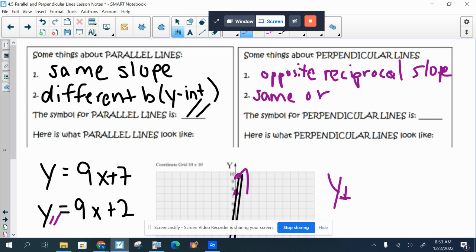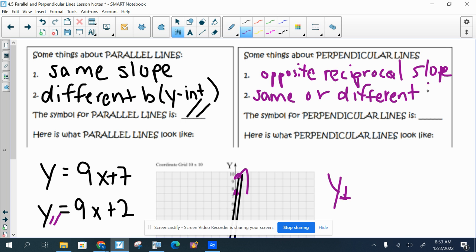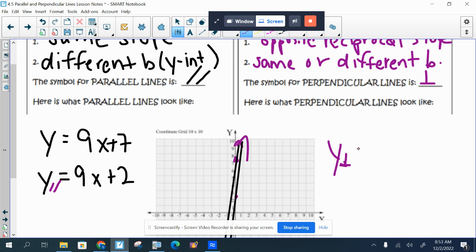If they're the same, then they'll just cross at the y-intercept. Same or different b. And the symbol for perpendicular lines is this. Draw a straight line and then a straight line at the bottom. So then what would the slope of our perpendicular line be?